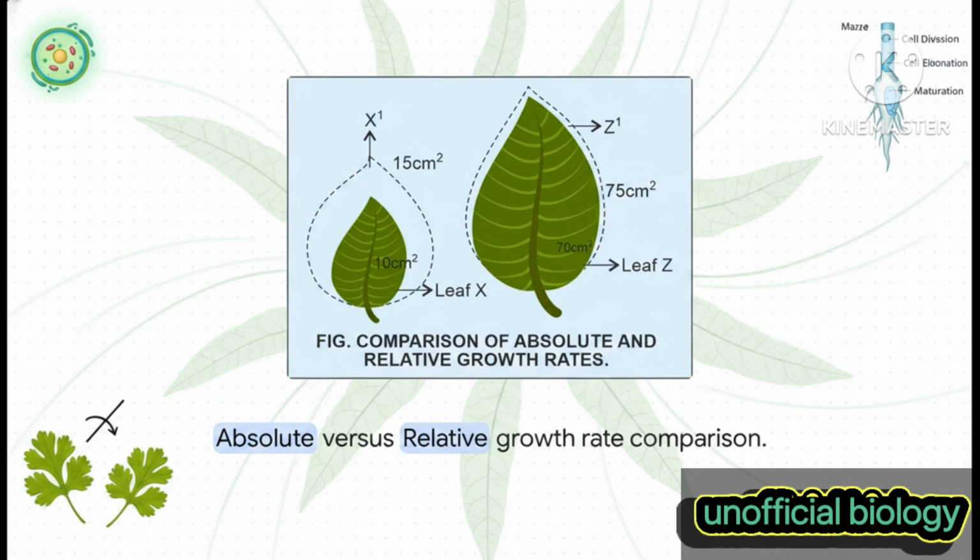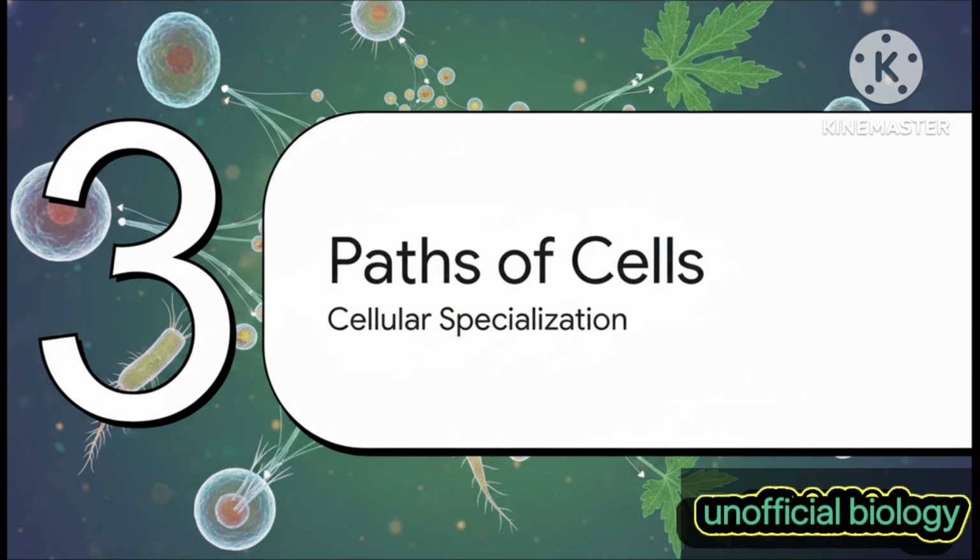But wait, look closer. Leaf X grew by a massive 50% of its original size. Meanwhile, that huge leaf Z only grew by a tiny fraction of its starting size. So the relative growth rate, which measures the growth relative to where it started, is significantly higher for the smaller leaf. Section 3, The Paths of Cells.